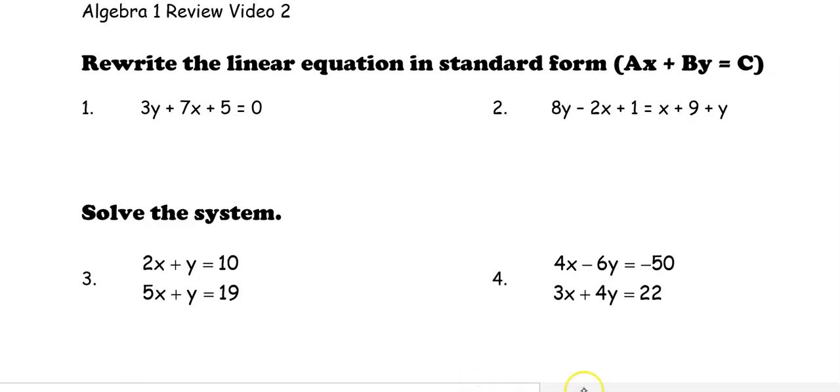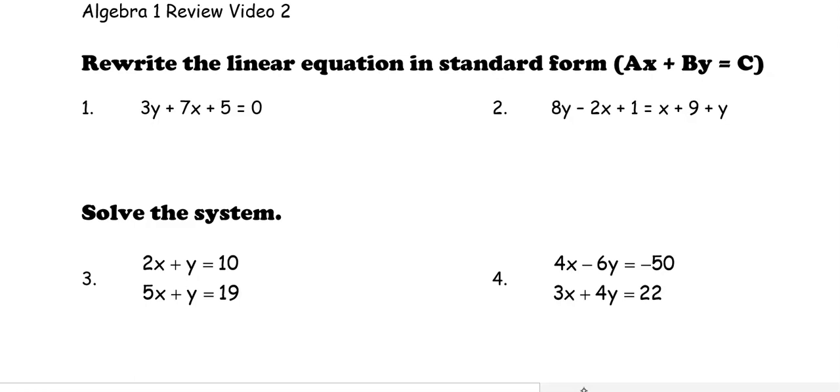Here comes our second review video. And our second review video is going to be a little bit more difficult because it's going to be mainly focused on systems and factoring, which isn't exactly our most favorite thing, but they are skills that are going to be really important and are going to come up over and over again.